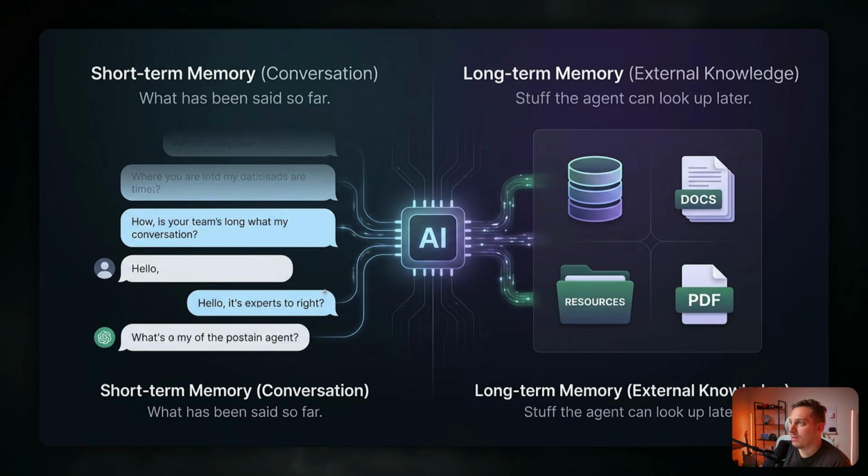Hello, it's experts to write. This is some weird text over here, but it's representing a conversation, right? This is like the short-term memory that this AI has from this conversation. And then we have long-term memory, which is external knowledge, meaning coming from databases, documents, resources, from PDFs. You can upload these different documents, and this is like external memory that can live on.